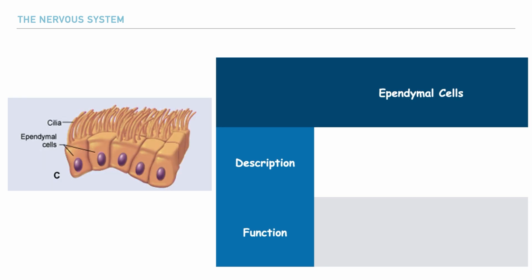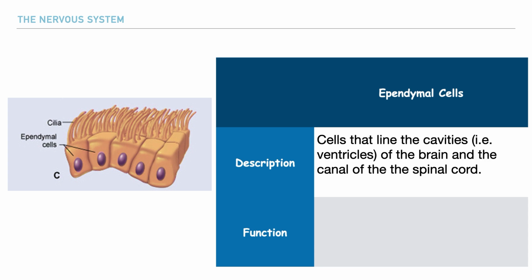The next type of glial cell that we'll find within the central nervous system are ependymal cells. And if we take a look at the picture on the left side of the screen, we can see that these are cuboidal or cube-like cells that have hair-like projections called cilia. And these ependymal cells line the cavities of the brain, which are oftentimes referred to as ventricles. And in addition to lining the ventricles of the brain, they also line the canal of the spinal cord.